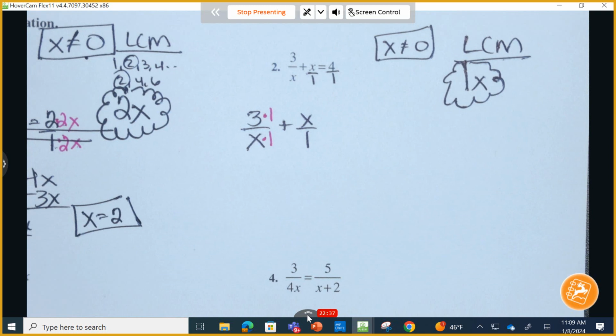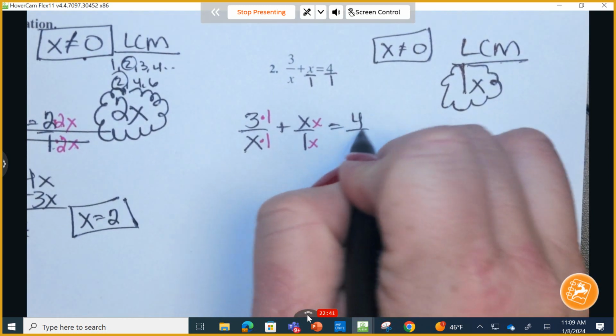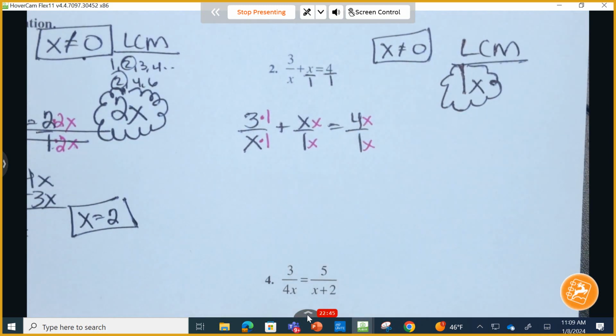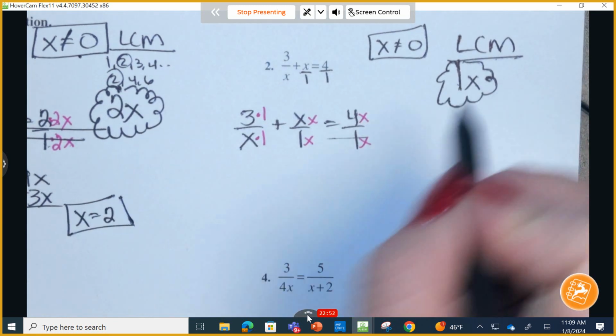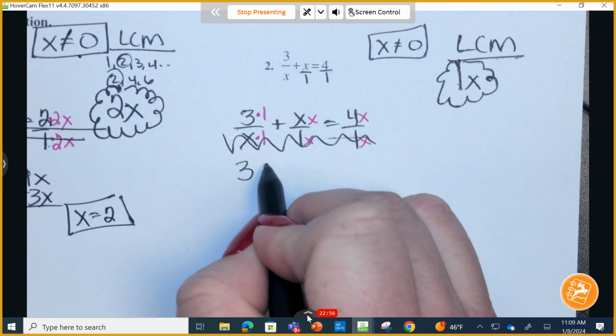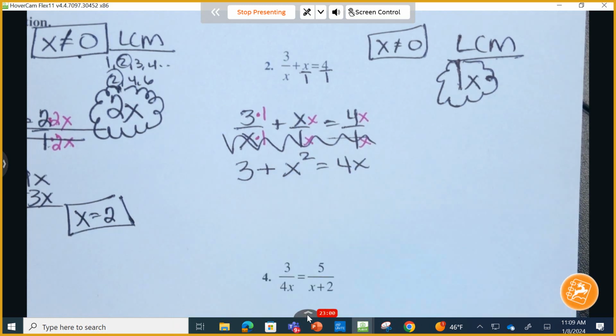In the denominator, I want to have a 1x. So times x equals 4 over 1 times x times x. So I have 1x in the denominator of all 3 terms. Once I'm able to achieve that, I get to wipe out the bottom, and now I have 3 times 1 plus x times x equals 4x.